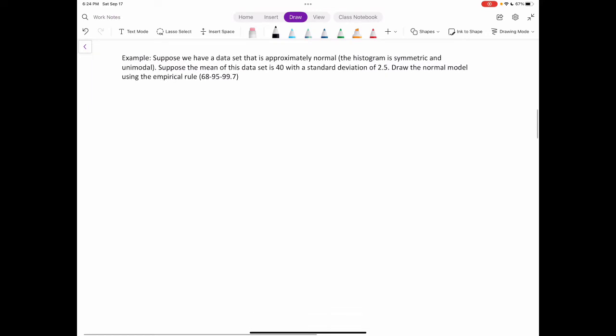Suppose that we have a data set and it's approximately normal. So we just said that means the histogram is symmetric and unimodal. The mean of this data set is 40 with the standard deviation of 2.5. Draw the normal model using that empirical rule of thumb that 68% of the data is within 1 standard deviation, 95% is within 2 standard deviations, and 99.7% is within 3 standard deviations. Okay, so in order to do that, let's draw this out here.